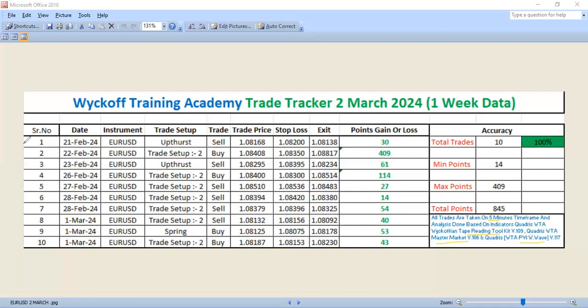So these are the total 10 trades we got in 7 days. And all the 10 trades were profitable, so accuracy counts to 100%.